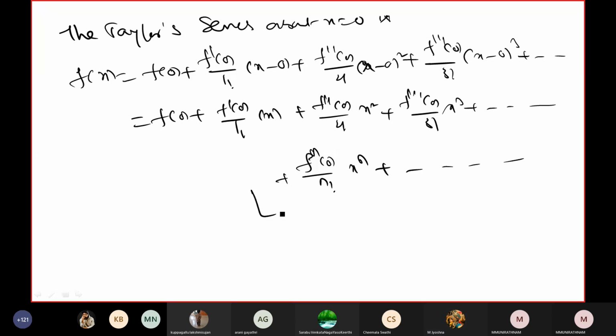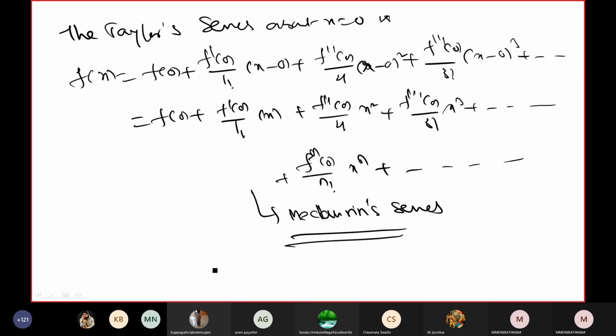Okay na? So this is called the Taylor series about x equal to 0, which is called Maclaurin's series. The Taylor series about x equal to 0 is called as Maclaurin's series. Okay na?